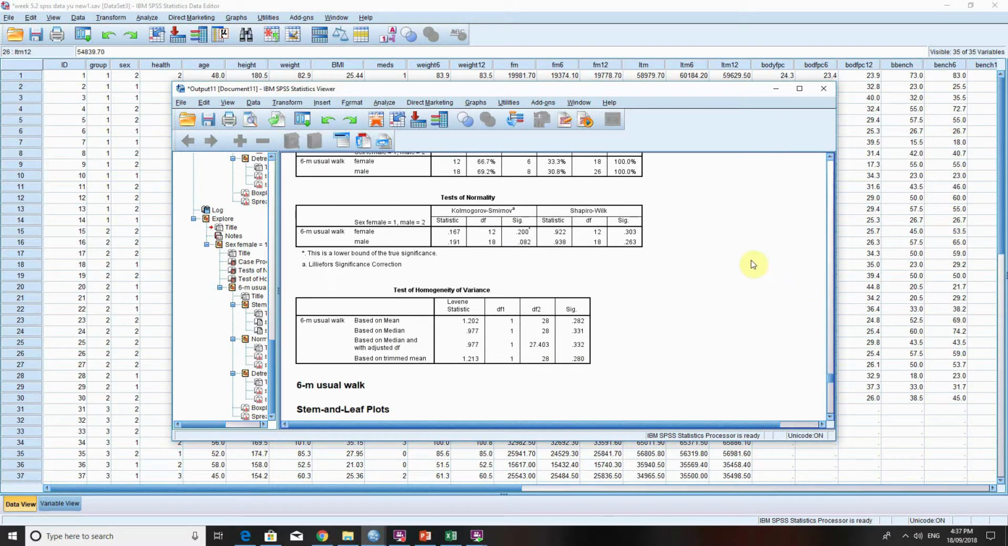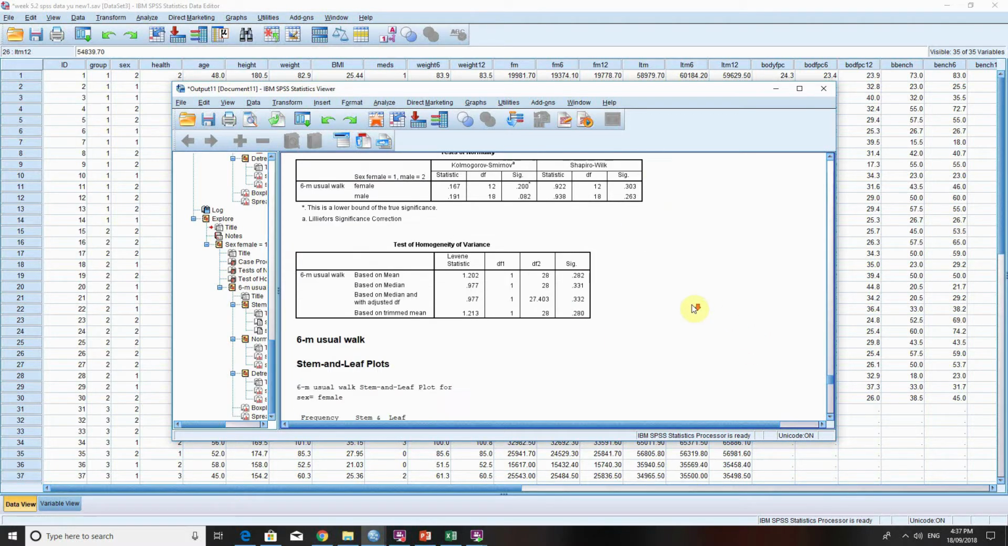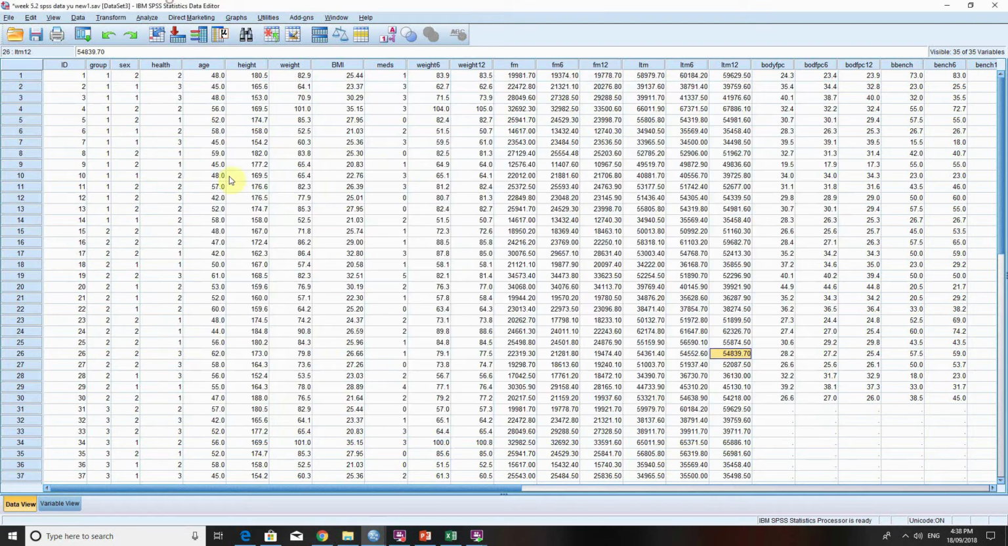So we're using a Shapiro-Wilk because our n is less than 50. We have a result greater than 0.05, so this is 0.3 and 0.2, which means that both of these data sets are normally distributed. Our Levene's test is also non-significant, which means our data fits homogeneity of variance. So now to answer the question, is there a difference in the results of the 6 meter usual walk test between men and women? I'm going to do an independent t-test because my data has come back normal.